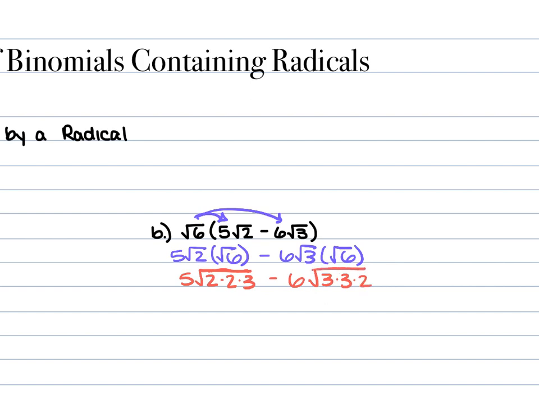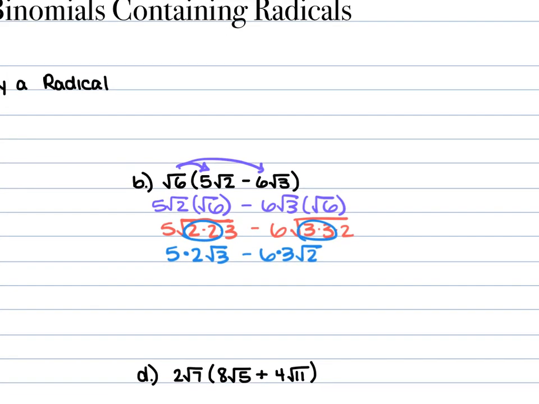So when doing this, we can pair up our groups of 2 here. For that 5 square root 2 times 2 times 3, the 2's pair up. So we're going to do 5 times 2 square root 3. And then for that negative 6 times the square root of 3 times 3 times 2, those 3's pair up. So I'm going to pull out that 3 and leave the 2 underneath the radical and multiply the 6 and the 3.